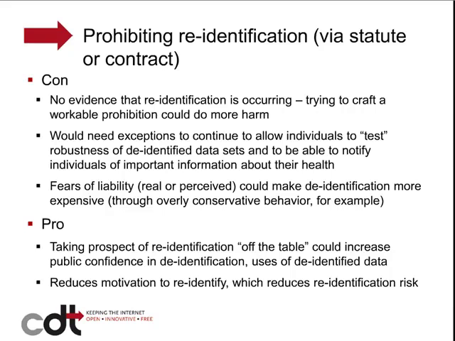Not around the concept of making re-identification a bad thing and disfavored, if not prohibited in some way. It was more about the unintended consequences that might have a negative impact on the availability of de-identified data, and the ability for us to continually test de-identification methodologies to make sure that they're robust. So, folks said, look, we don't have any evidence that widespread re-identification is occurring, and trying to craft a workable protection could actually do more harm than good. We would probably need to build in some exceptions to allow individuals to test the robustness of de-identified data sets.